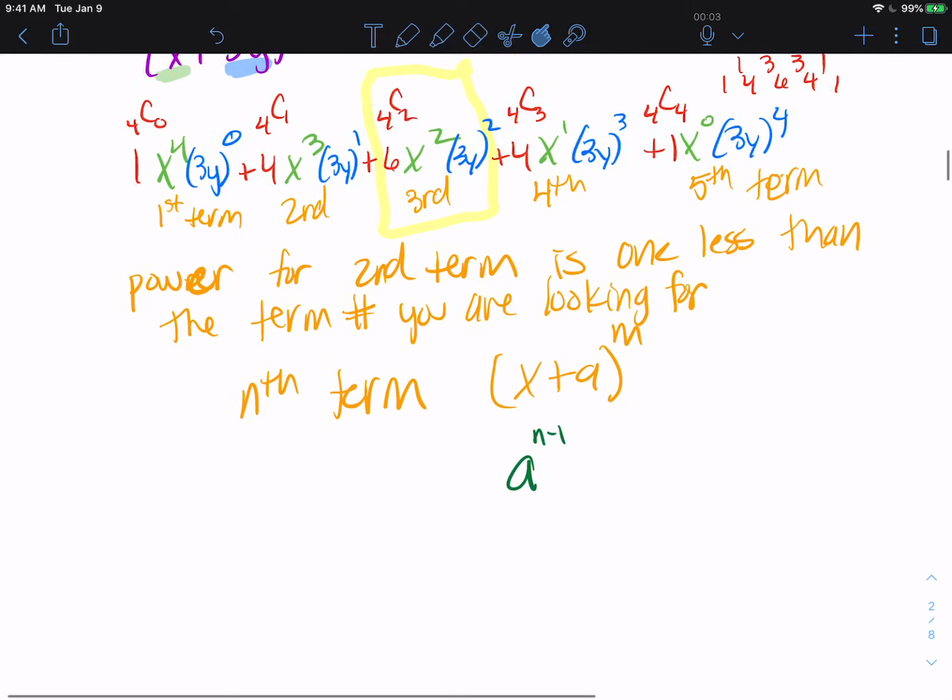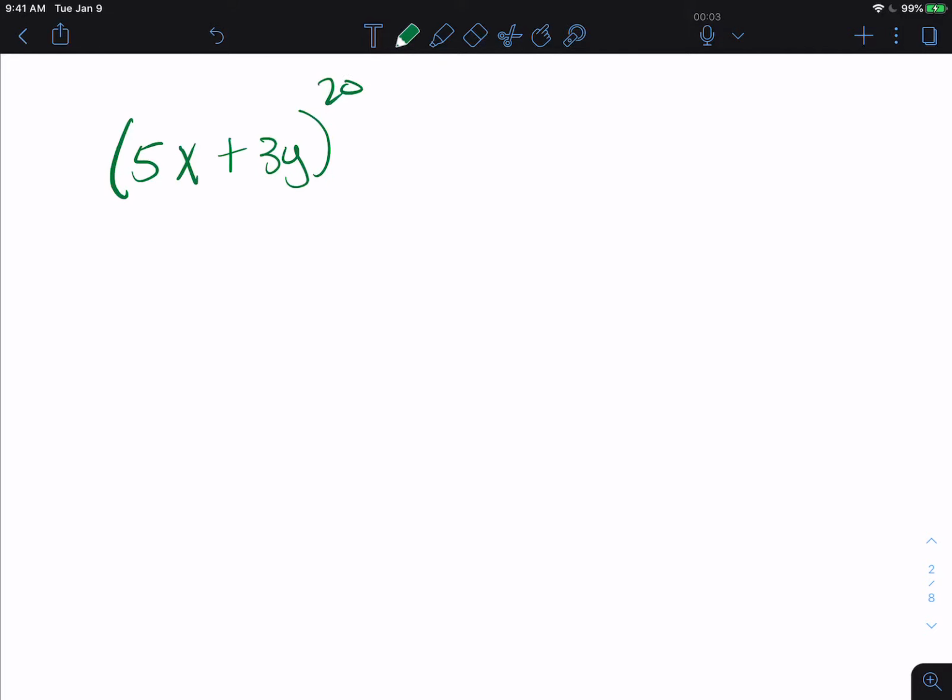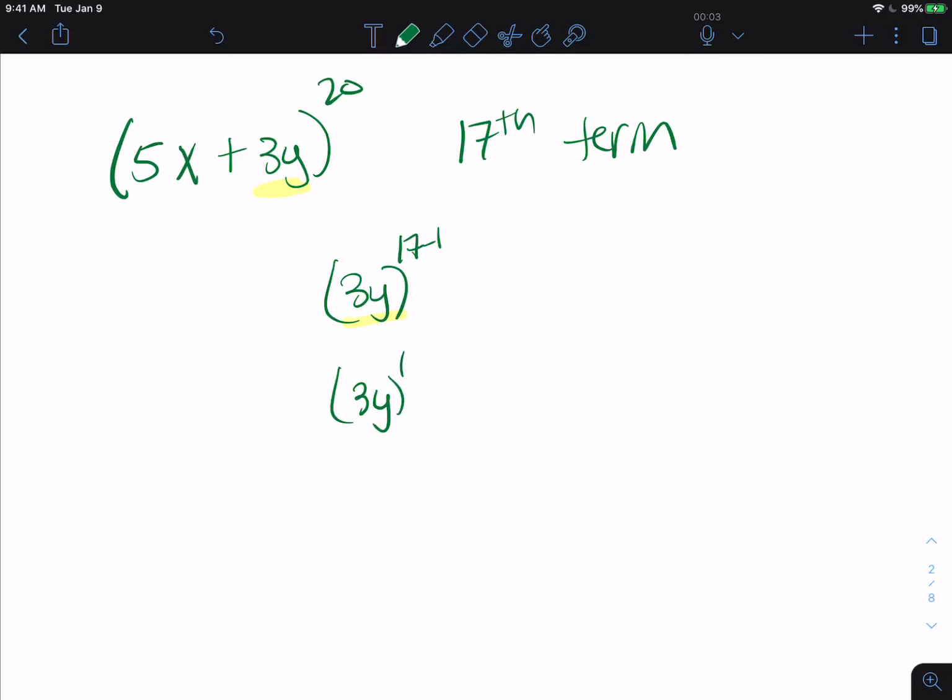So let's try an example. So if I give you 5x plus 3y, I don't know, let's do the to the 20th. And we want to find the 17th term, right? You do not want to find all of them for this expansion if you just want the 17th term. That would be a lot of extra work that we don't care about doing. Okay? So if I want the 17th term, that means I want to go one less than that. So I'm going to take the 3y and I'm going to go one term less than 17. So I'm going to do 17 minus 1, which gives us 3y to the 16th.